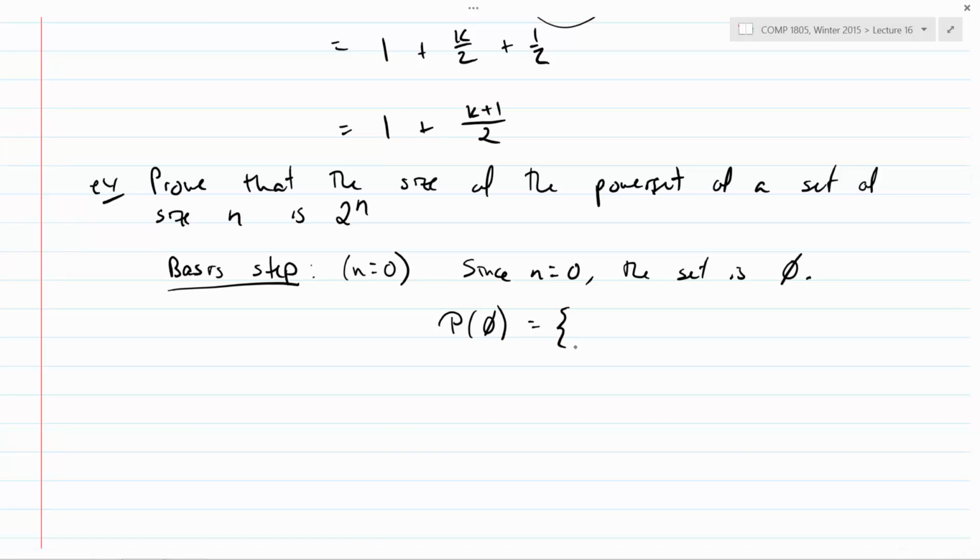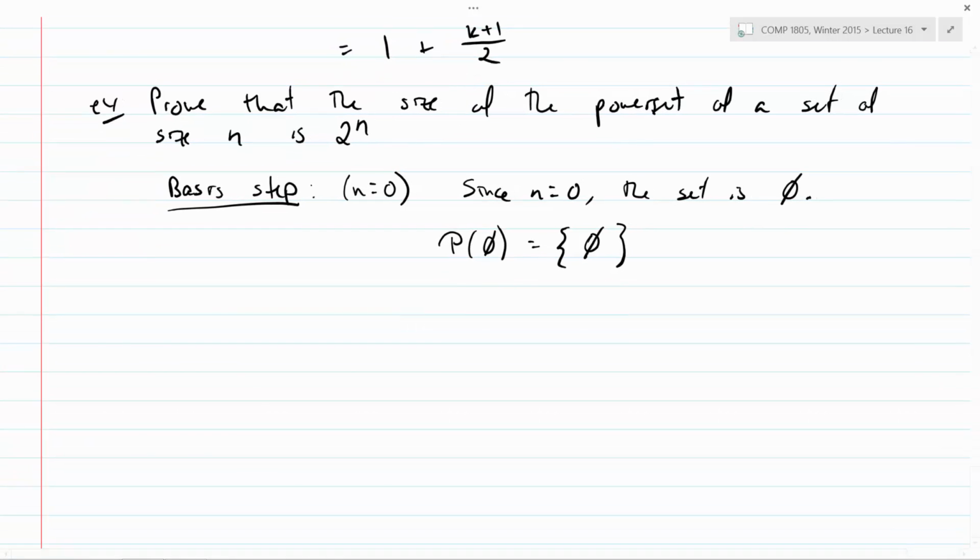Well, the power set isn't empty. Yeah, the power set is the set that contains the empty set. Because the only subset of the empty set is the empty set itself. All right, so if that's the case, then the size of the power set is the size of this set. And what's the size of that set?